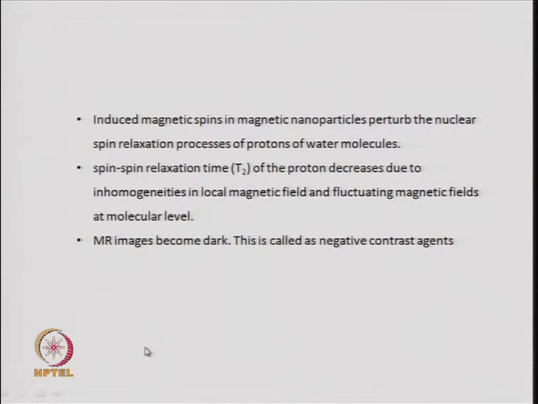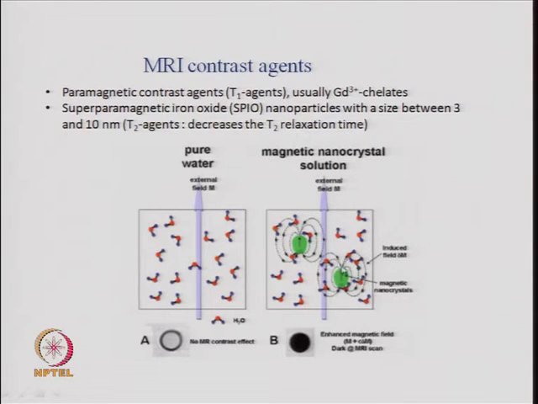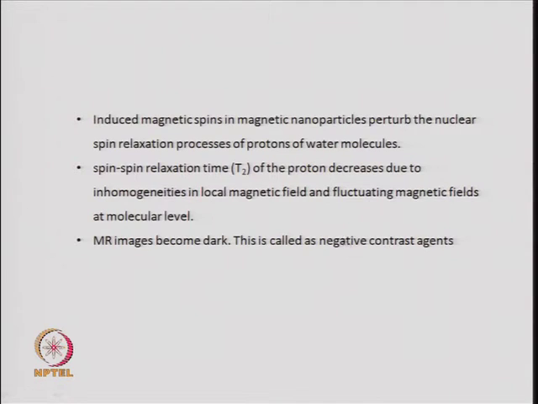So, basically what you are doing by adding the particle is you are affecting the spin relaxation time of the protons of the water molecule, because this is in solution. So, water is there and the protons of the water will always have a magnetic signal, and the magnetic field which is being created by this contrast agent, the nanoparticles, will affect the spin relaxation time of the protons of the water molecules. And when it affects that, you can see it by an enhanced contrast in the MR images. So, this is the role of the nanoparticles as an MRI contrast agent.